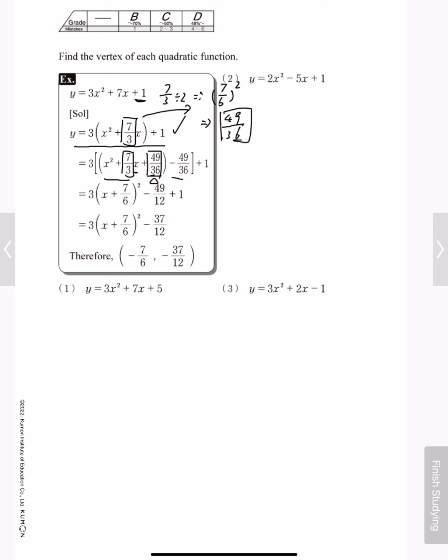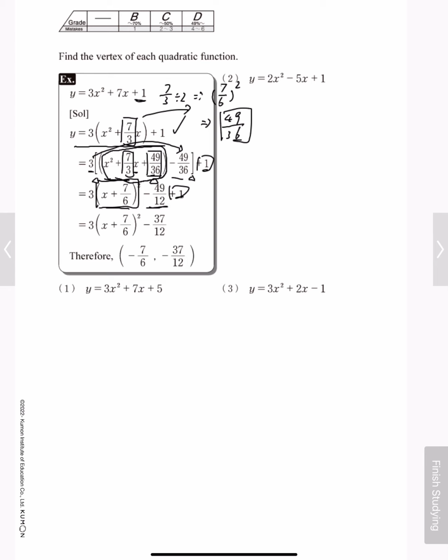And why do I have to do that again? Because now you will be able to factorize this thing as x plus 7 over 6 to the power of 2. And also, of course, you will also multiply the 3 with the negative 49 over 36. In this case, you will get 49 over 12. As you can see that there was a bigger bracket here, but after the operation, I will only have the square that I just created, right? And I just minus this number out. And this one never changed, okay?